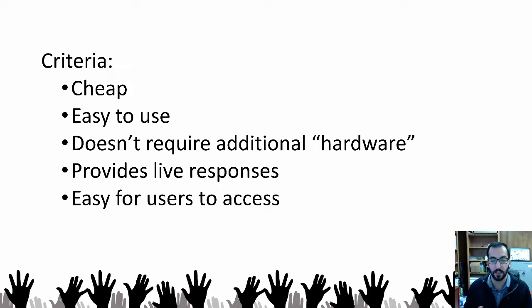So I didn't want anything that required buying clickers or any kind of expensive equipment that I had to carry around. It provides live responses, so I want to be able to poll them live in a talk and then be able to discuss that with the group if necessary. And it has to be really easy for users to access.